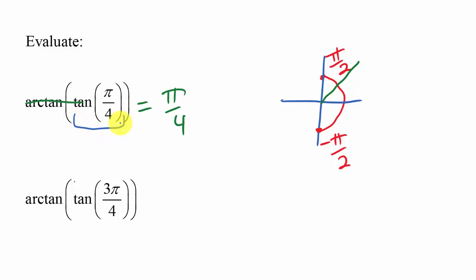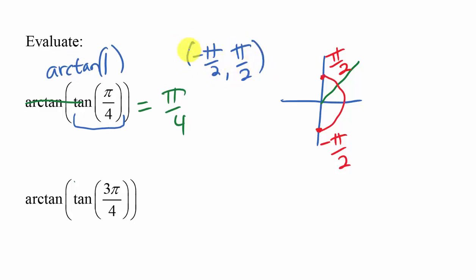We can look inside the parentheses and work that first. The tangent of pi fourths is going to be square root of 2 over 2 over square root of 2 over 2, so that's 1. And then when we take the arctangent of that, what angle on the interval from negative pi halves to pi halves has a tangent of 1, and that is indeed pi fourths.